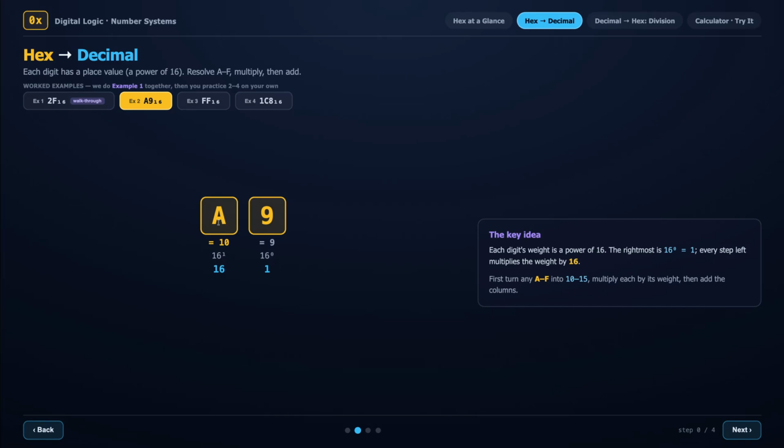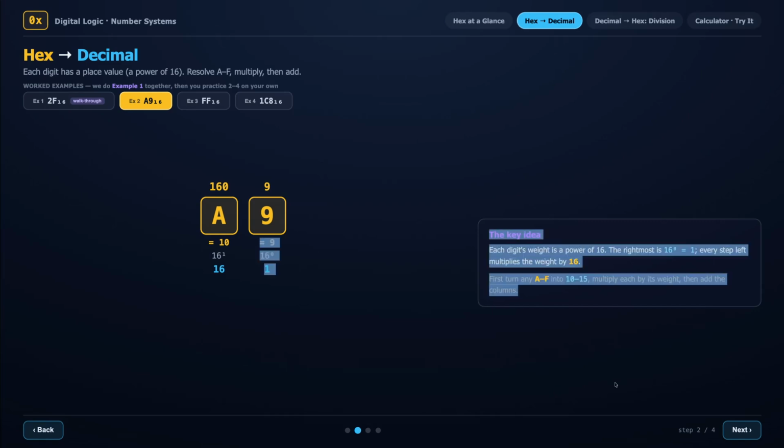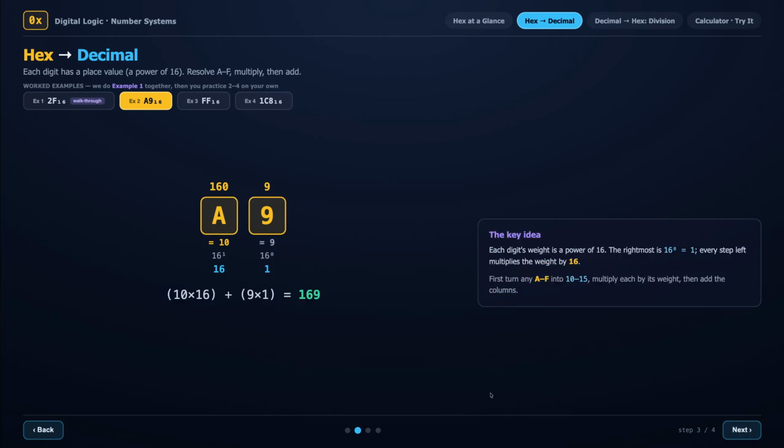Because I have A, the next thing I'd do here is take 10 times 16. A is 10. 10 times 16, and I get 160 coming out of this A position. Then I'm going to take 16 to the 0, so that's 1. 1 times 9 is 9. So I get 9 coming out of this least significant nibble position. Okay, so to get the final decimal number, I add these together and get the result. That's the key idea, that it works in a positional way just like before.